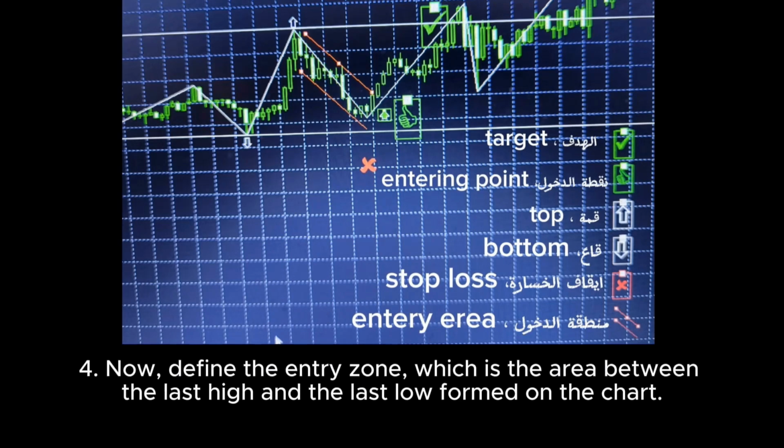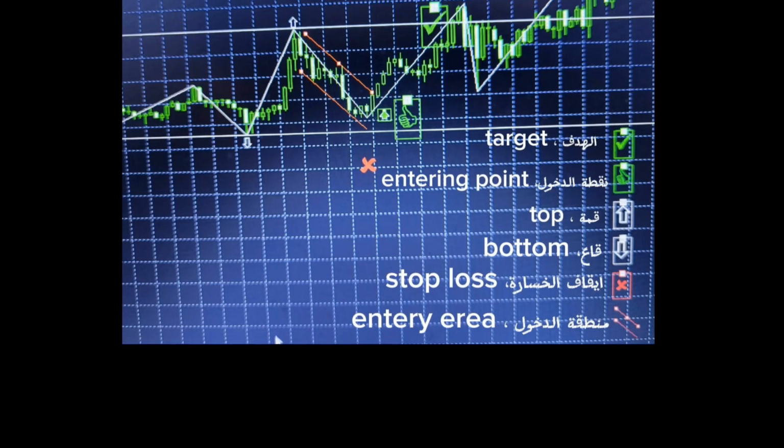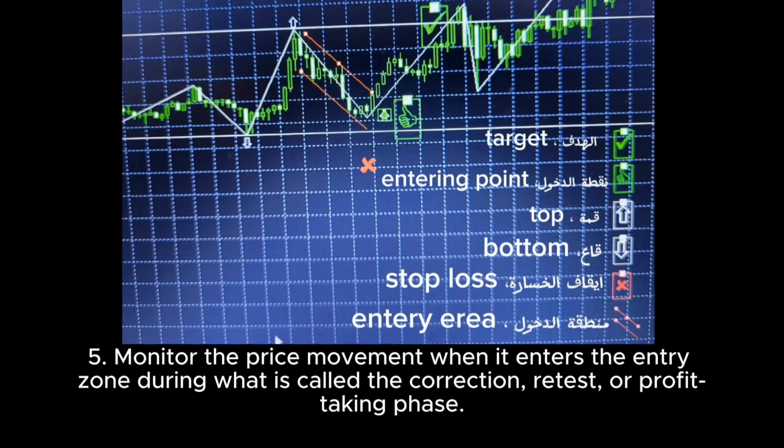4. Now, define the entry zone, which is the area between the last high and the last low formed on the chart. 5. Monitor the price movement when it enters the entry zone during what is called the correction, retest, or profit-taking phase.